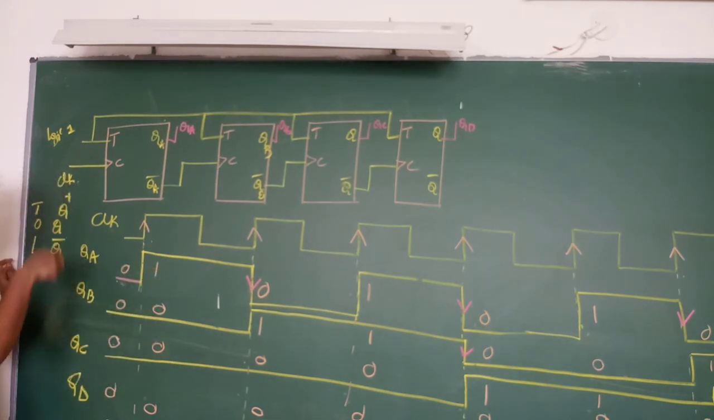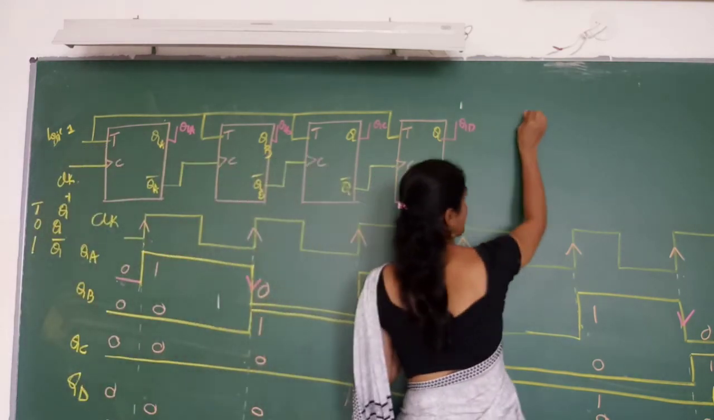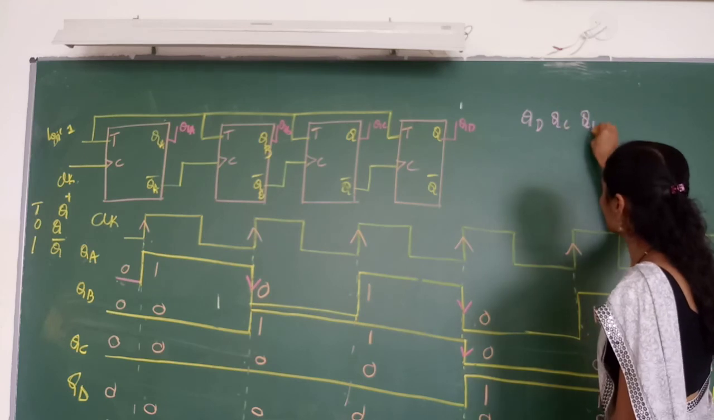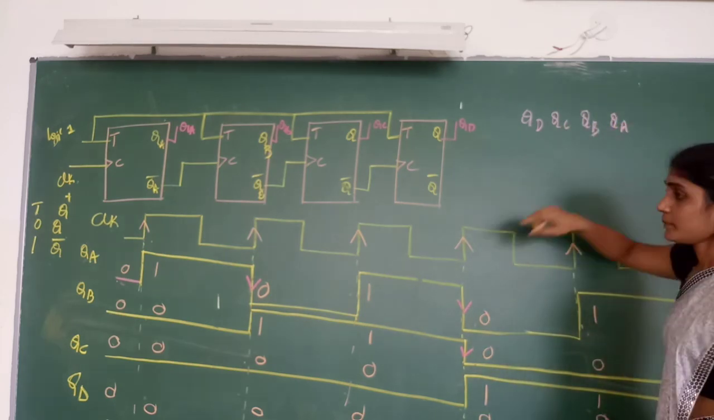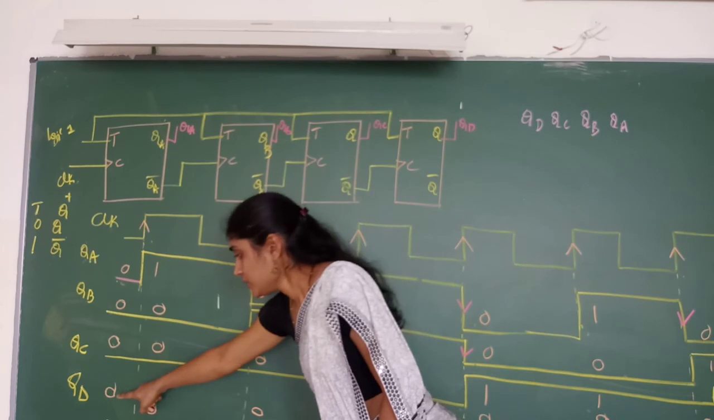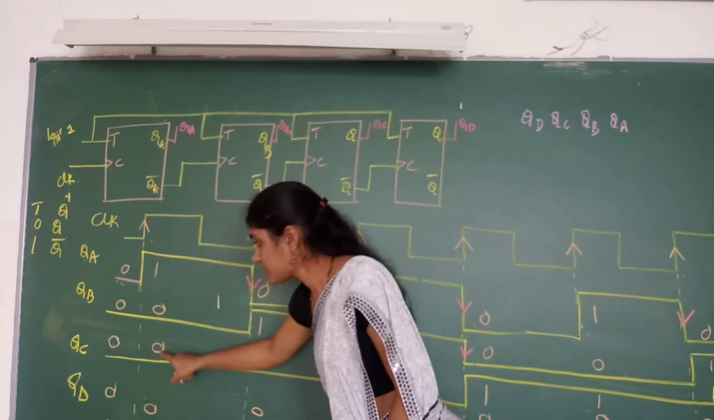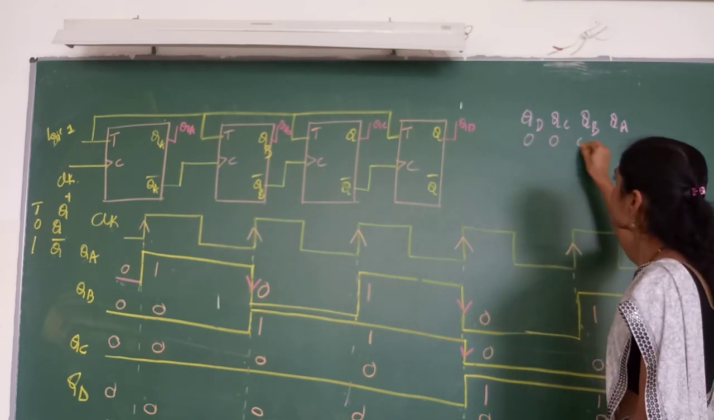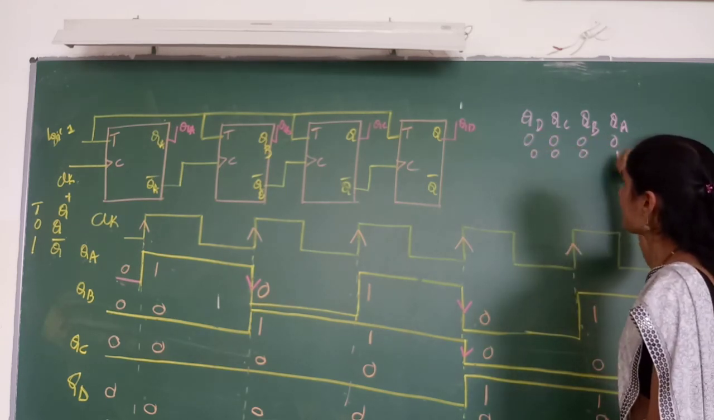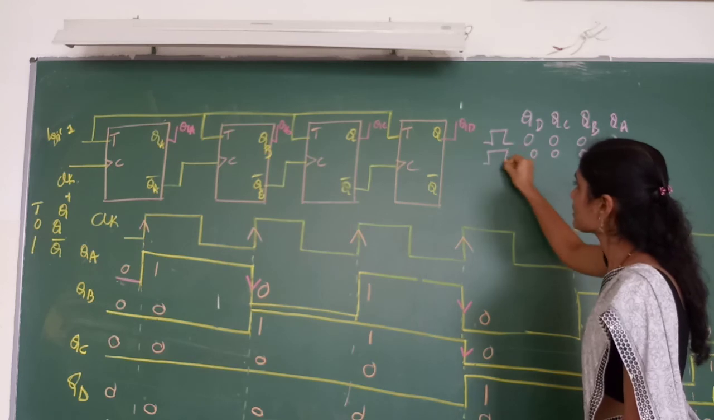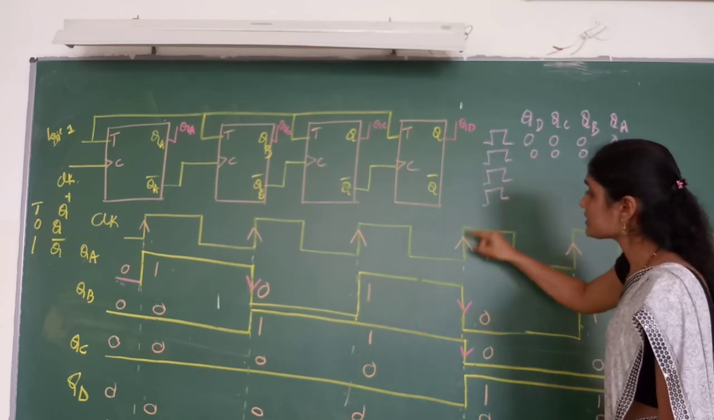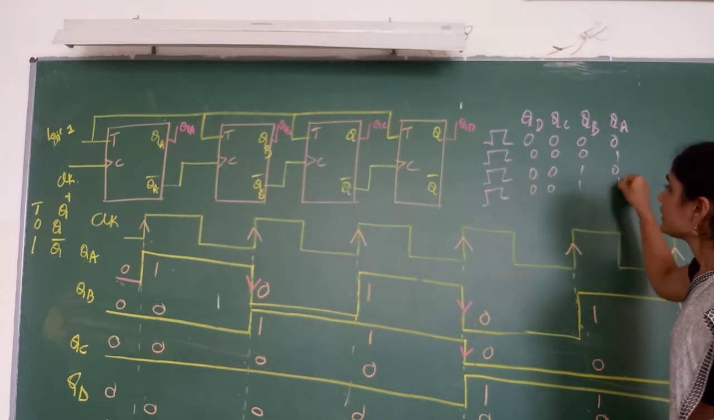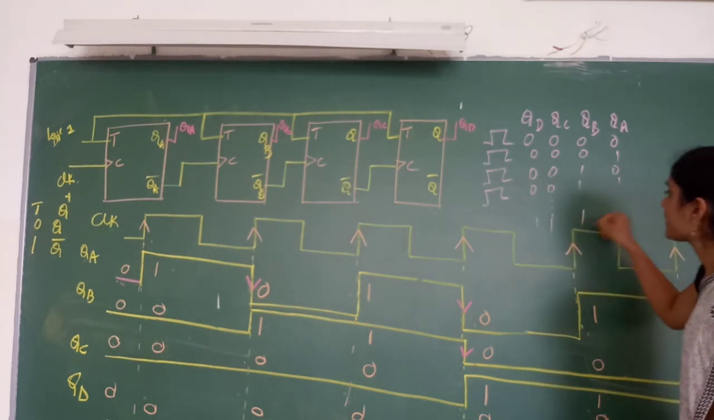QA is the LSB. So when you write the counting sequence, you have to write QD, QC, QB, QA, because QA is the LSB. Otherwise you are getting it reversed. So 0, 0, 0, 0, 0, 0, 0, 1, 0, 0, 1, 0, 0, 0, 1, 1 at every positive edge of the clock. This is the counting sequence I am getting, correct? Like that it continues and you get 1, 1, 1, 1.